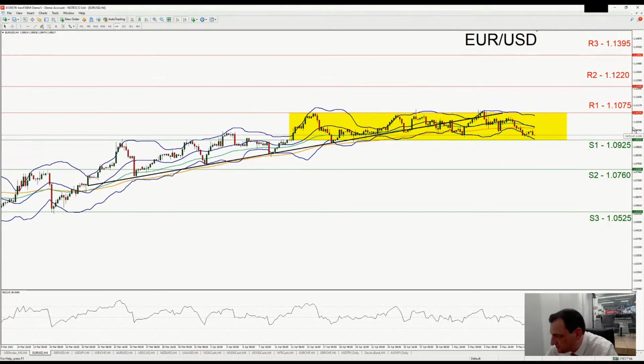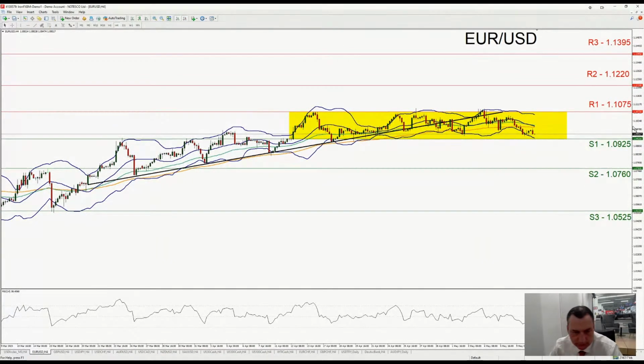Okay, it's a wide span. We were talking about 150 pips here. It's a pretty wide corridor, but still. Okay, let's move now to cable.